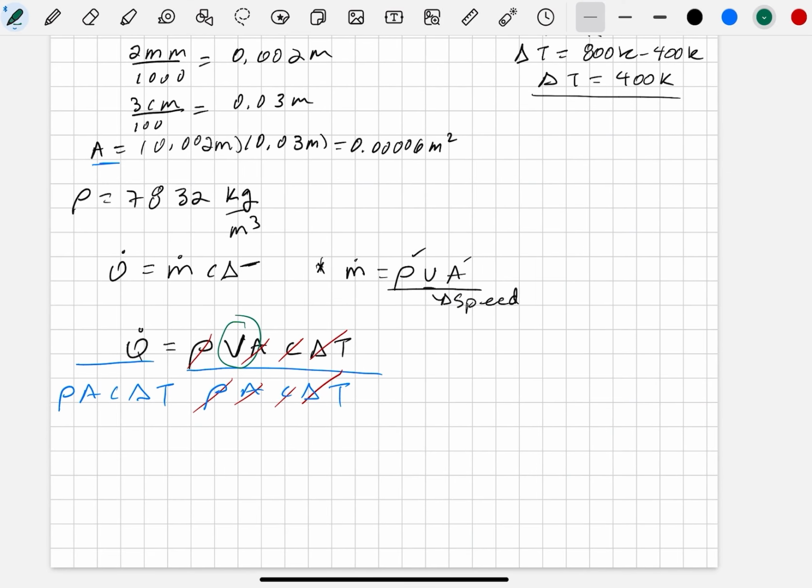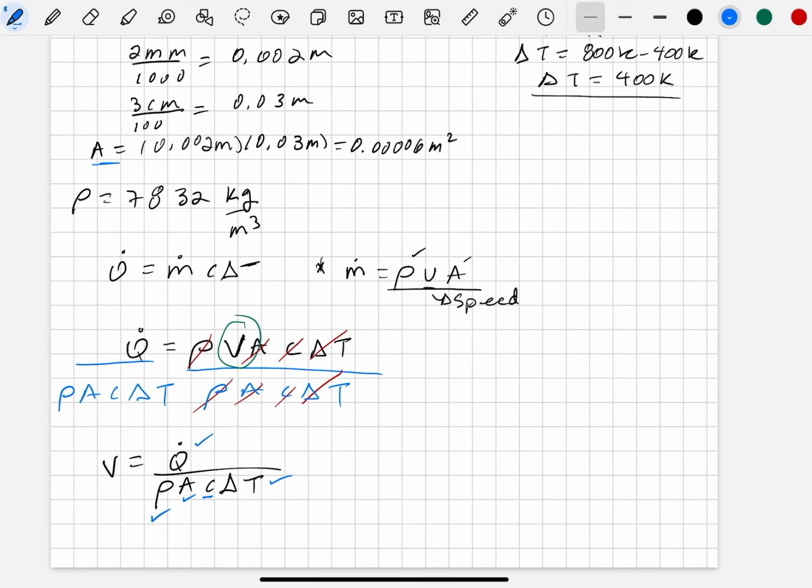Now I'm gonna rewrite this and I'm gonna say, hey, the speed is now equal to Q dot divided by density, area, specific heat, change in temperature. Out of which I have pretty much everything. I know what that is. I know what the change in temperature is. I know what the area is. I know what the density is. I just need to figure out the specific heat.